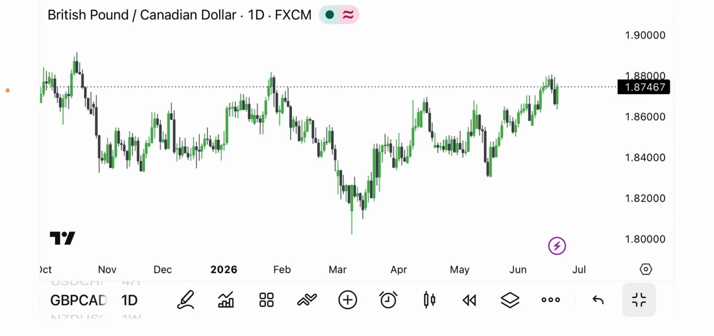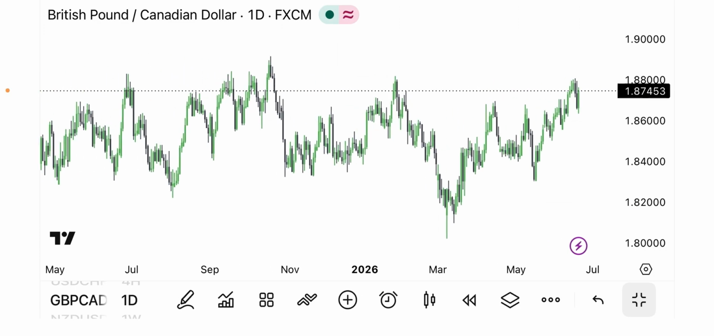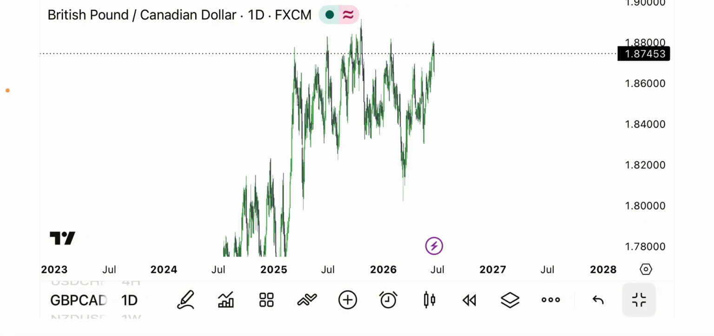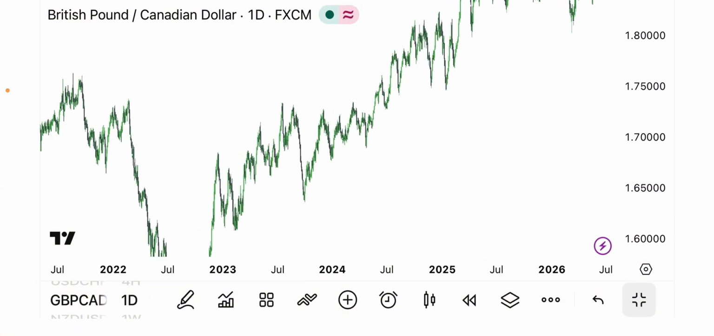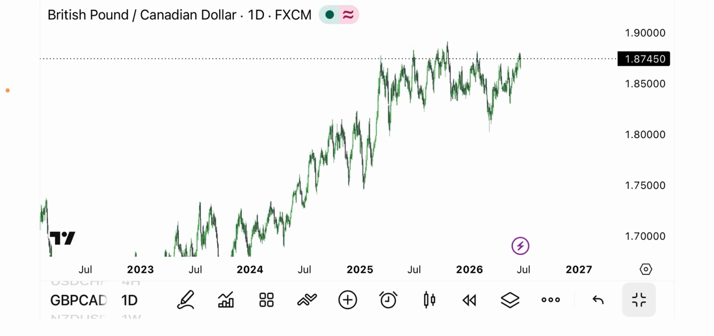Alright, good day guys. Today we'll be looking at GBP CAD, that's British pound against Canadian dollar. We are on the daily time frame, and you can see the market is pushing to the upside. If you zoom out to see what's going on, all this while the market has been trending to the upside, right? So what we'll be looking at are buy positions to push the market upwards.